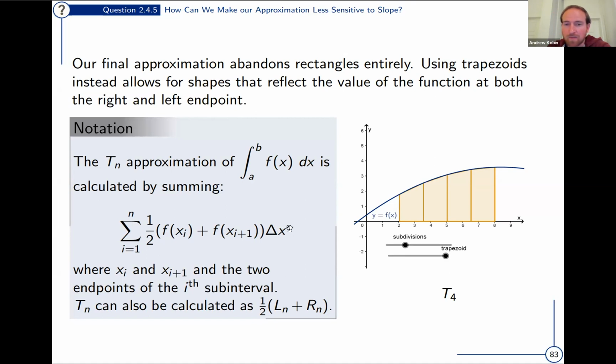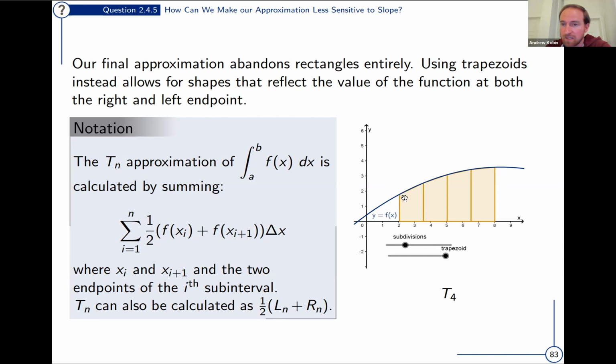We use the same base width as with our rectangles. Another way to say this is if we want to compute a trapezoidal approximation, we can take the average of the left and right endpoint approximations. And you can see this geometrically if you draw the over and underestimates using rectangles for each of these trapezoids. Take their average, and that's going to give you the trapezoidal estimate.